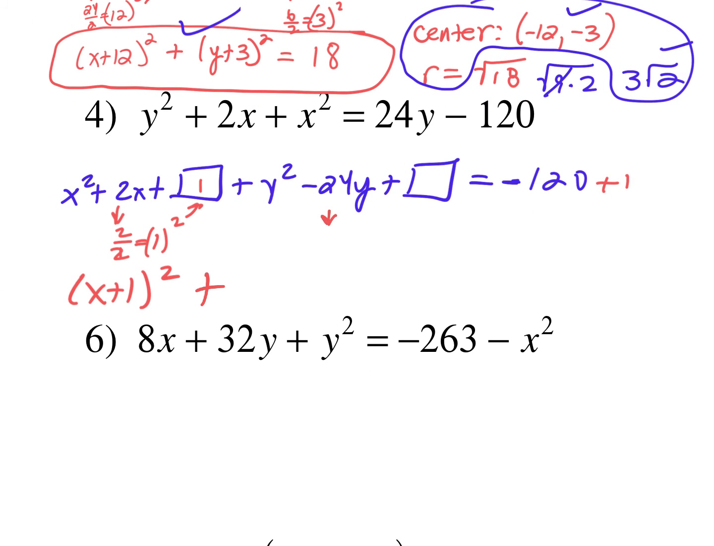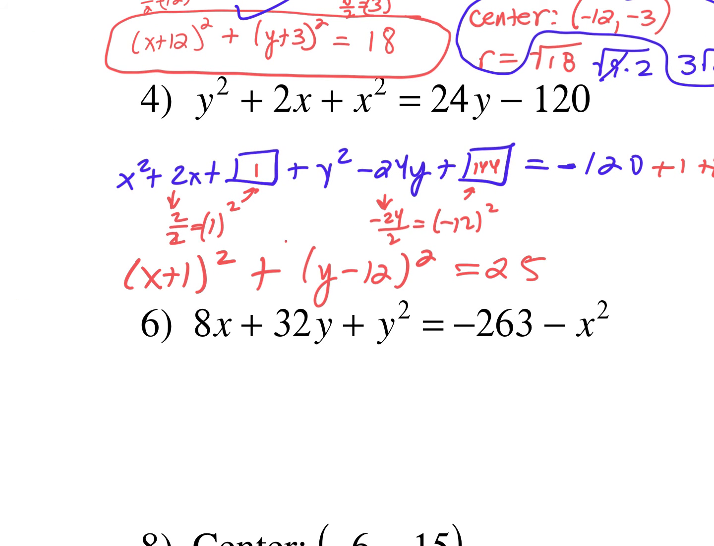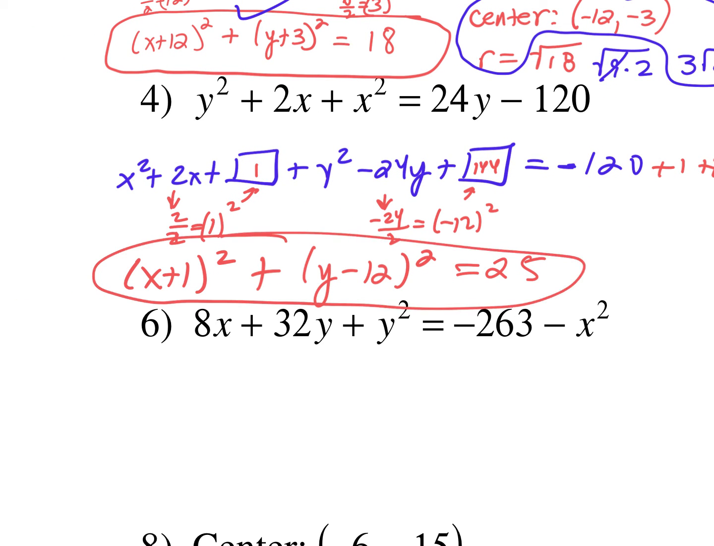So now I take my b term, which is negative 24, and I divide it by 2. Gives me negative 12. So this parenthesis is y minus 12 squared. 12 squared is 144. So if I add 144 here, I add 144 here. So what do I get? What's negative 120 plus 1 plus 144? 25. So we get equals 25. So there is the equation of my circle in standard form.